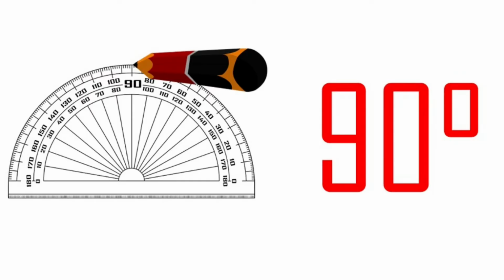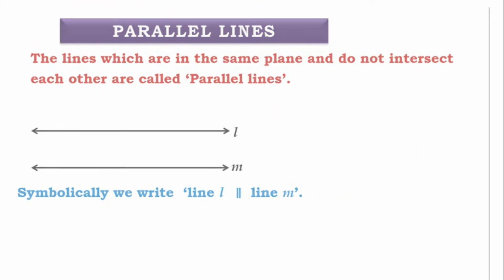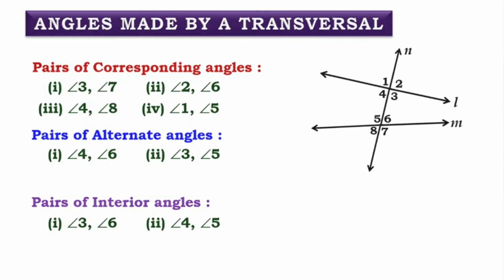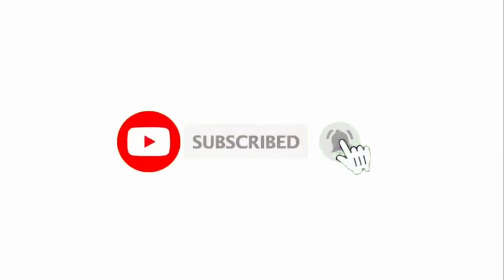Students, welcome back to my channel 90 degree, and today we'll be learning what are parallel lines, what is a transversal, and the angles made by the transversals. Now see students, these topics are very important because they can come in your exams, and also this will help you to understand geometry in a very easy way.